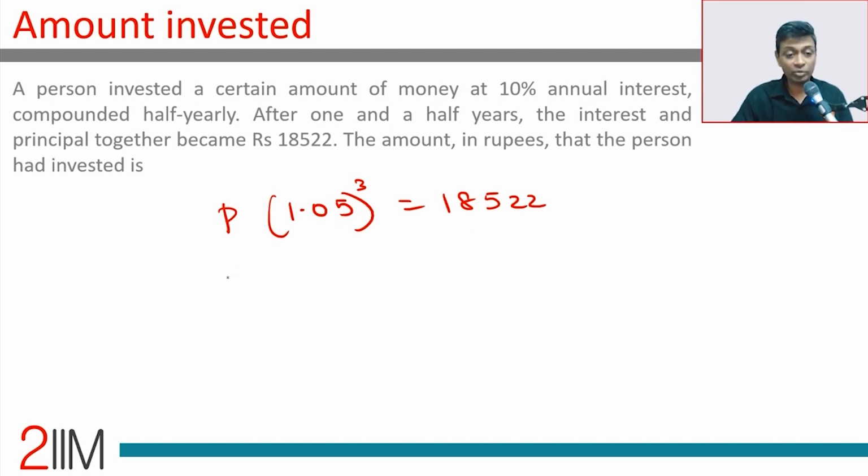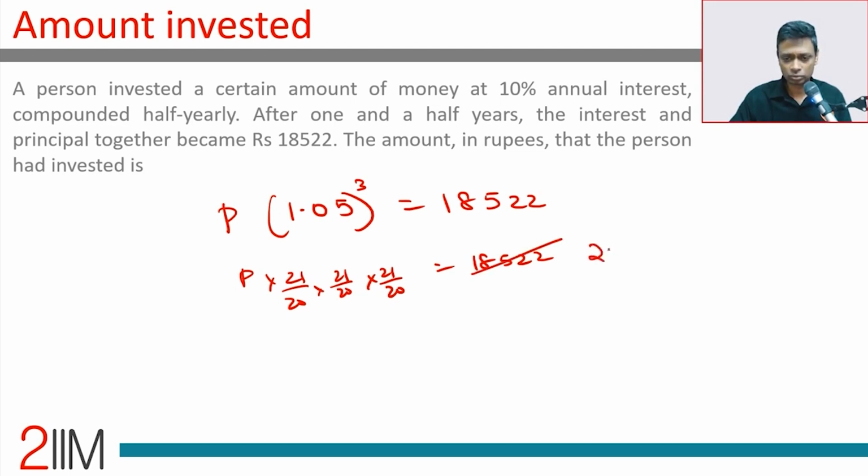With a calculator, this becomes very easy. We don't have a calculator. P into 21 by 20 into 21 by 20 into 21 by 20 is 18522. 9, 14, 80, this is a multiple of 9. So we can cancel 9 from here. I'm going to do that.